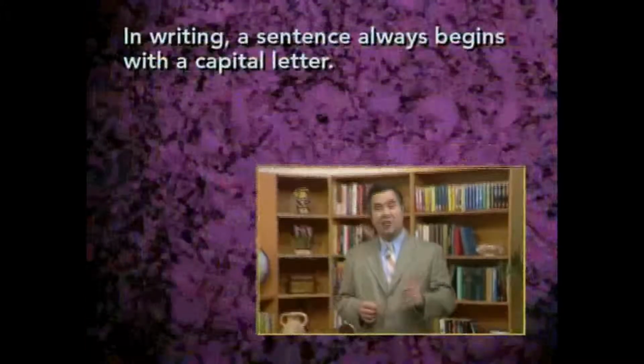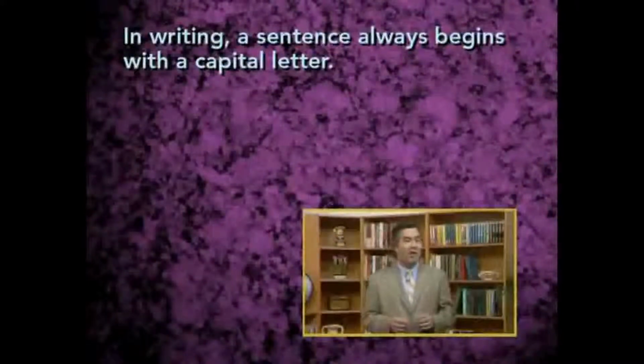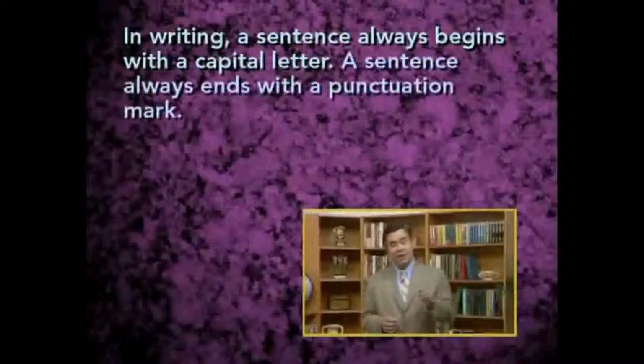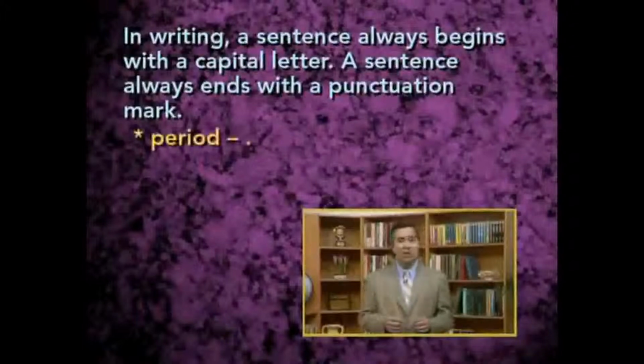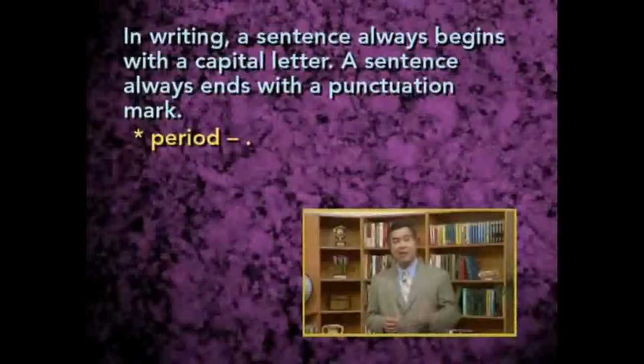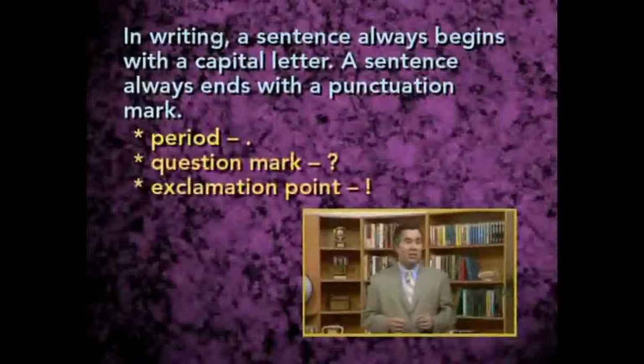In writing, a sentence always begins with a capital letter. That's one of the larger letters that stands out on the page and indicates in English the beginning of a sentence. A sentence always ends with a punctuation mark, and there are a few different choices for punctuation marks that you can use to end a sentence. The most common punctuation mark to use to end a sentence is a period. The alternative choices are a question mark or an exclamation point.